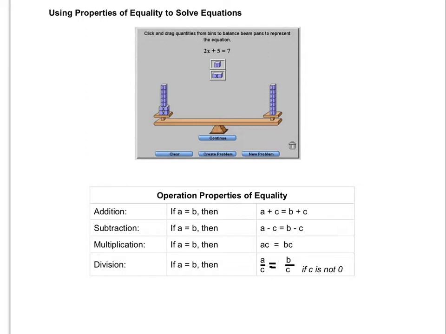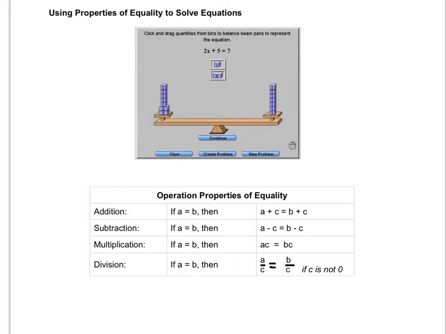But the basic idea is that we choose the operation, addition, subtraction, multiplication, or division, that will help us isolate the variable on one side of a balanced scale or equal sign. We must perform this operation on both sides of the balanced scale or equal sign. By performing the same operation on both sides of an equation, we preserve the balance or the equality of the equation. Look at the table here.